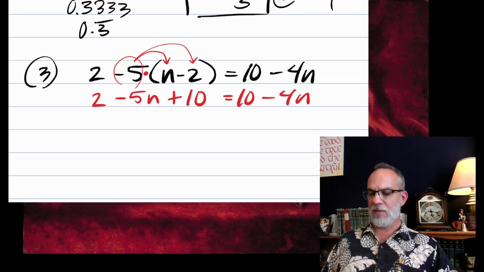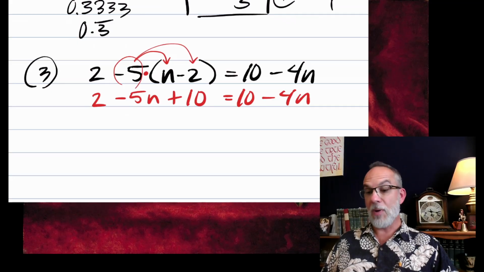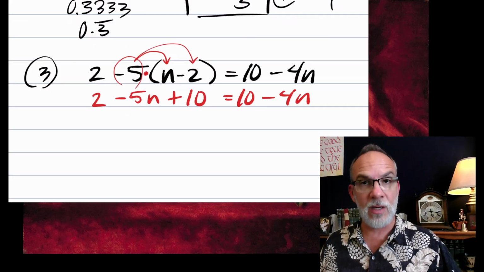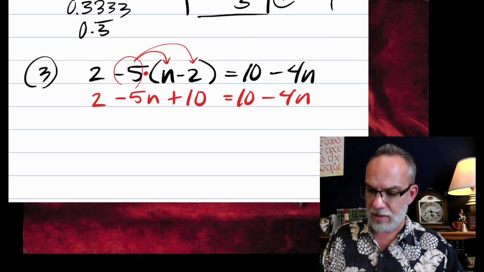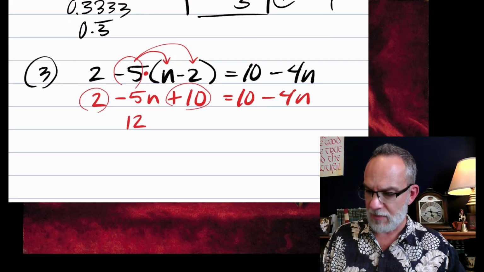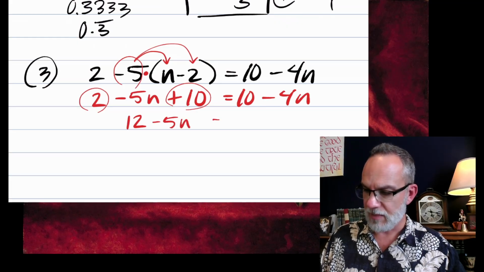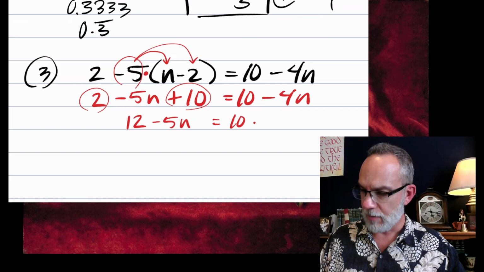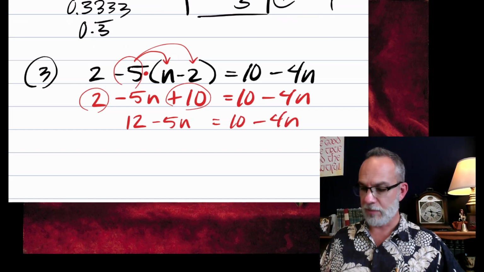Now I'm going to take a look. Okay, I've done the simplification there, but on the left-hand side, I have like terms that I can combine. I can combine a 2 plus a 10. That's going to be 12. And then the 5n doesn't combine, so that's minus 5n. That's going to equal 10 minus 4n. There we go.